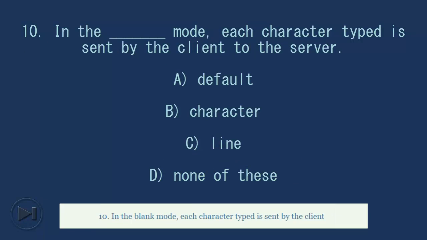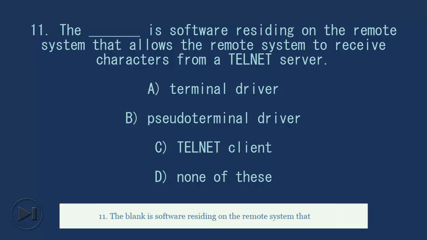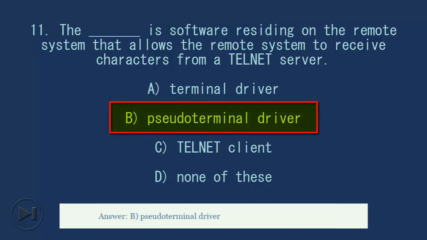10. In the blank mode, each character typed is sent by the client to the server. A. Default. B. Character. C. Line. D. None of these. Answer, B. Character. 11. The blank is software residing on the remote system that allows the remote system to receive characters from a telnet server. A. Terminal driver. B. Pseudo terminal driver. C. Telnet client. D. None of these. Answer, B. Pseudo terminal driver.